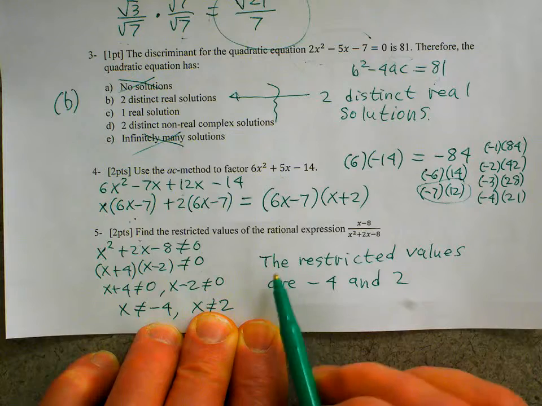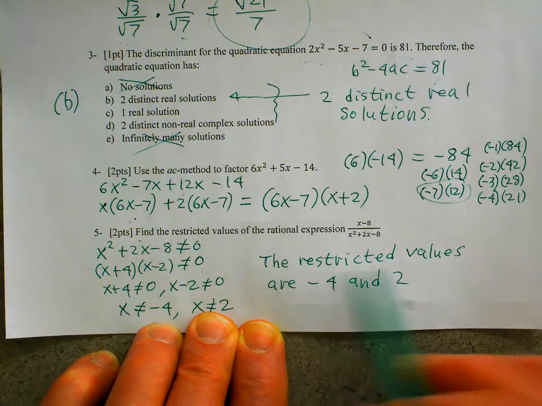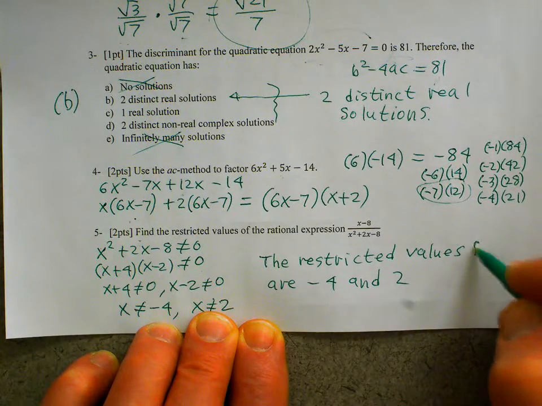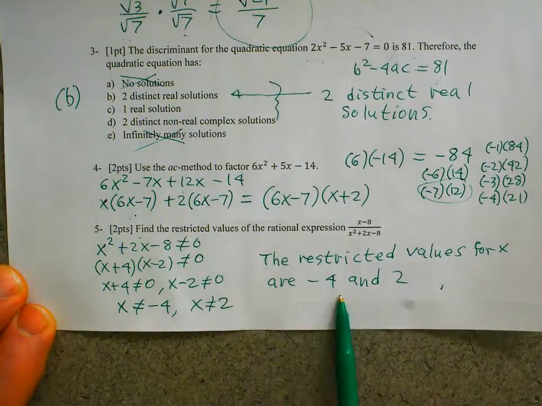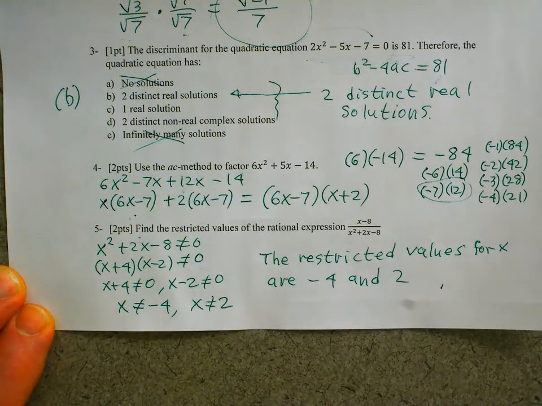So if you want to put in a little bit more detail, the restricted values for x, since x is the variable, are negative 4 and 2. Okay, let's move on to the next page.